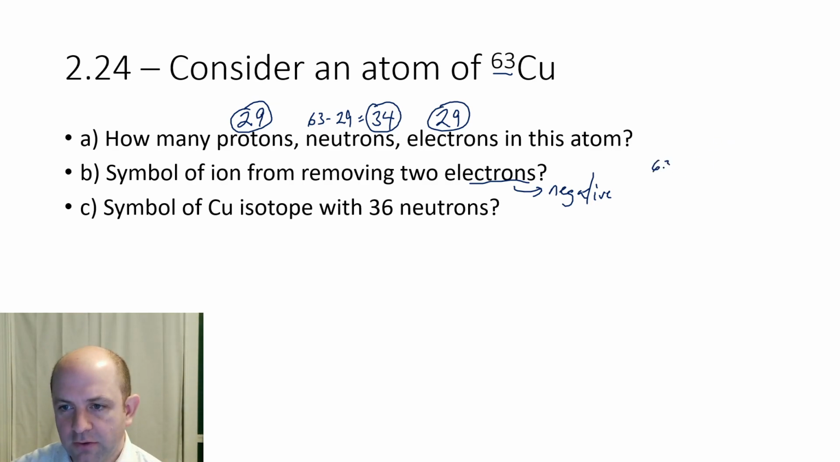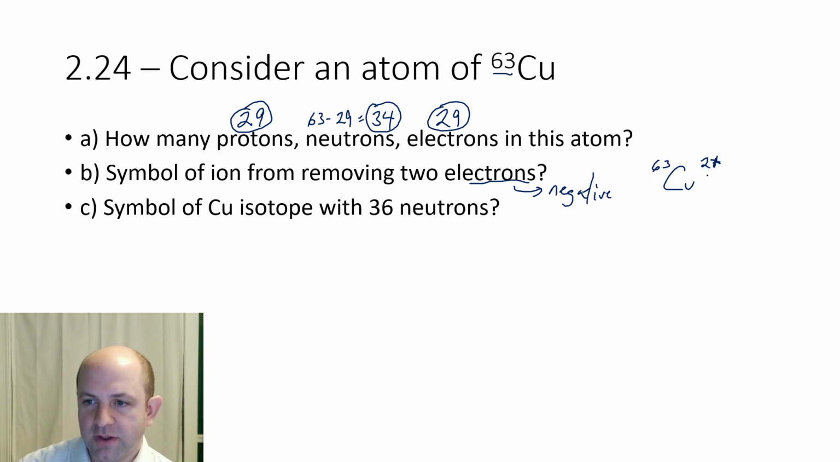So we would still have our 63 as the mass number. We would have copper for our element, but now it would be a positive 2 charge. So it would be 2 plus in the corner. If you write plus 2, I'm not going to mark you wrong, but officially when we write charges in the corner, the magnitude goes first, then the sign.